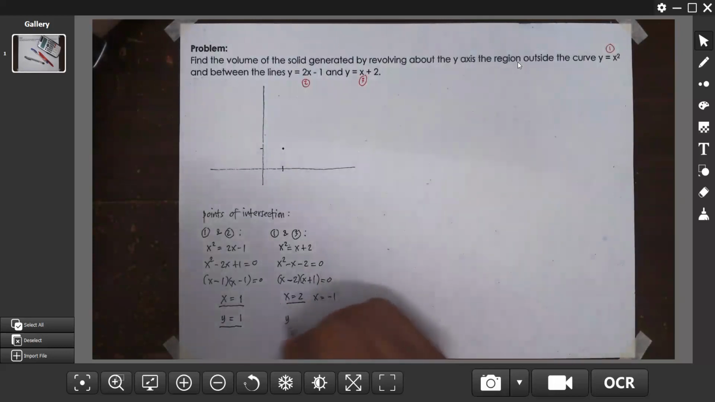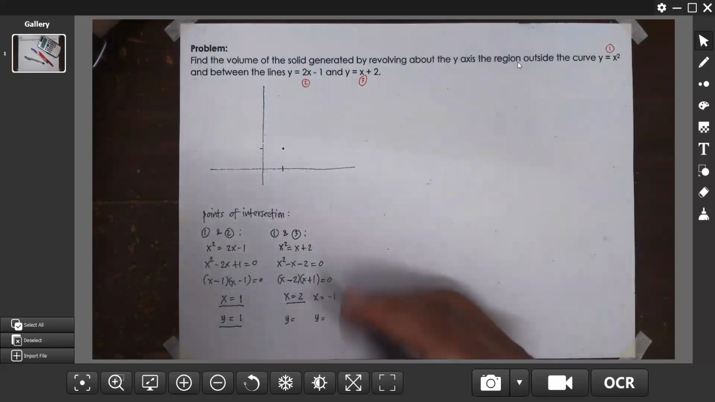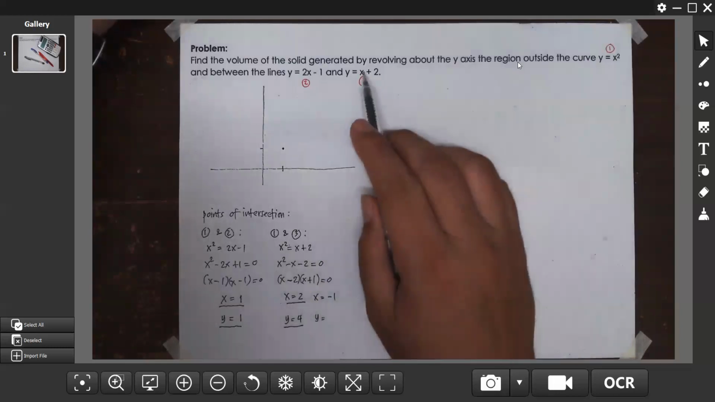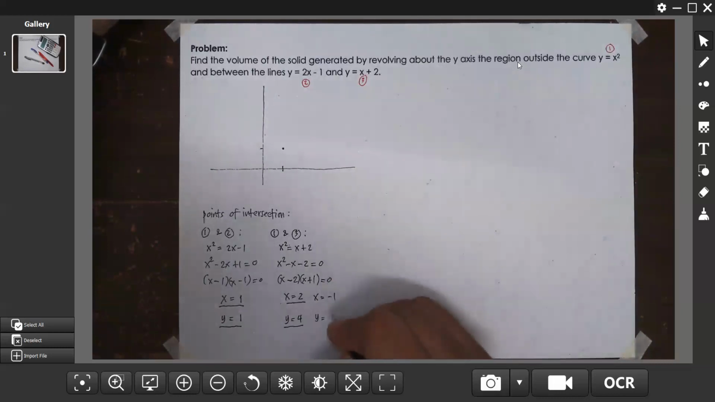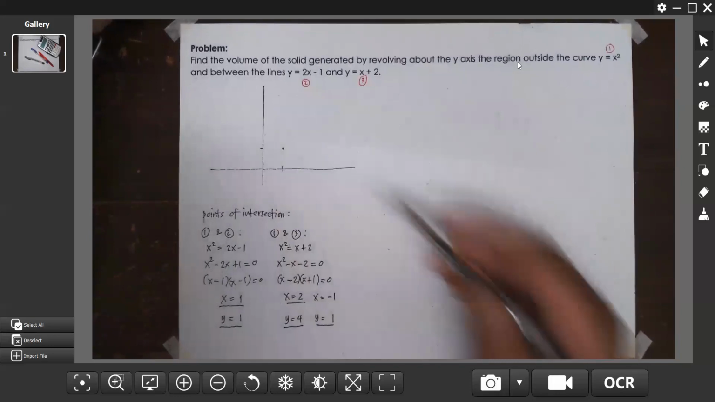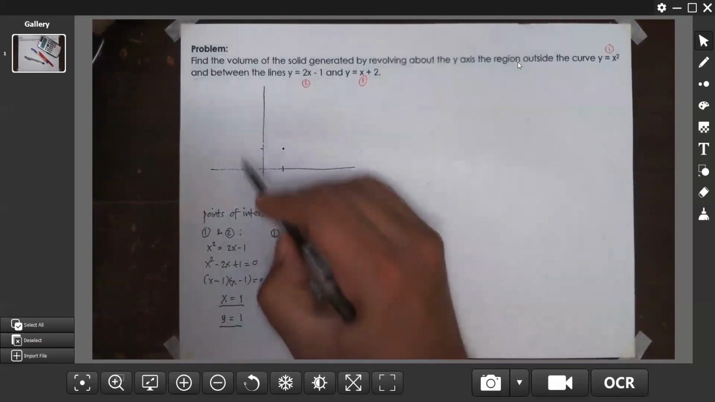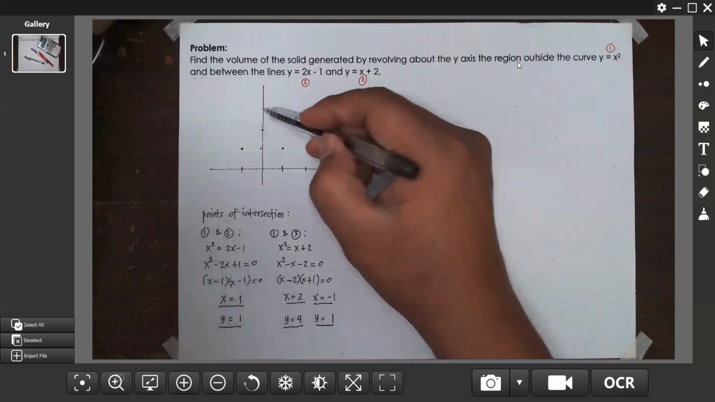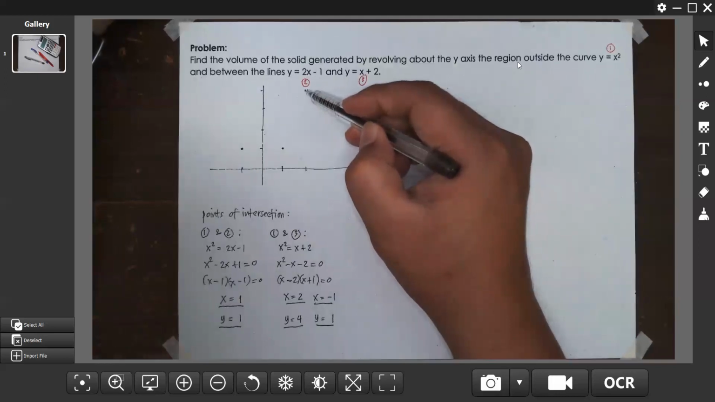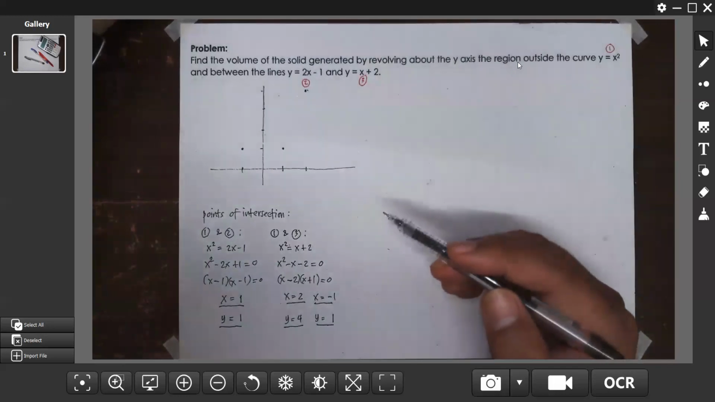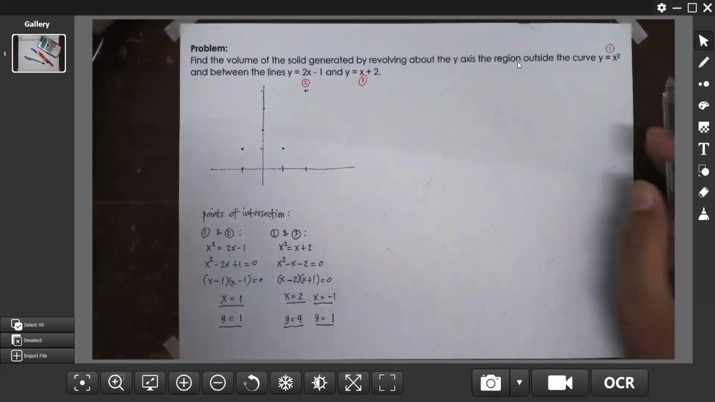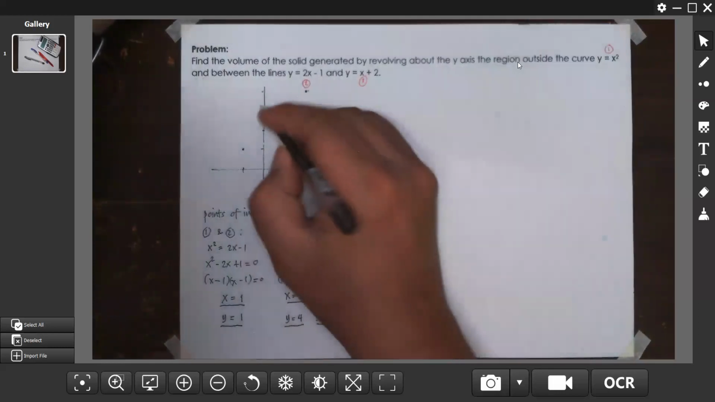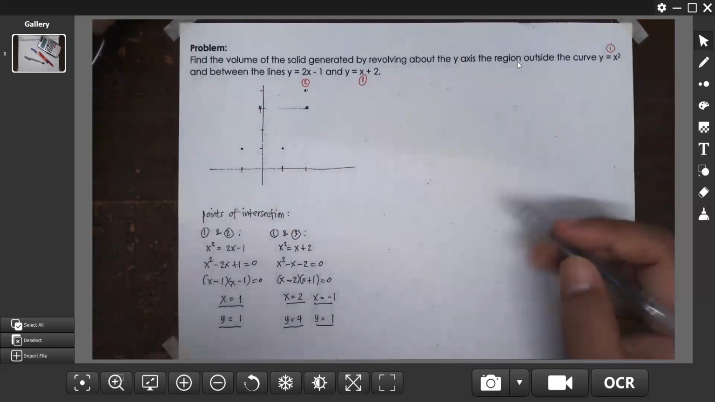To solve for y, when x is equal to 2, y is equal to 4, using y equal to x squared. When x is negative 1, y is 1. So they will intersect at negative 1, 1 and at 2, 4.